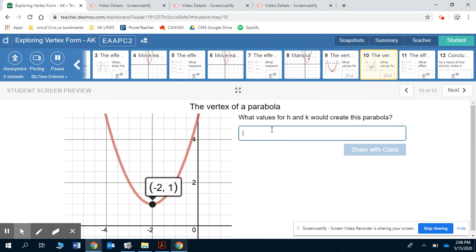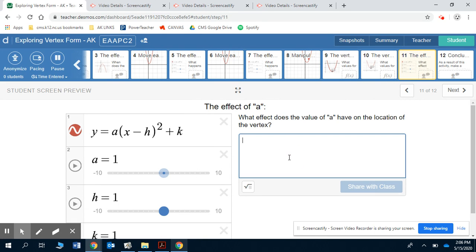So if we move on to slide 10, what do you think your h and k would be here? I'm not even going to tell you. What is your h and your k? Take 30 seconds, press pause if you have to, but type that in for me. You should have ended up with your h equals negative 2 and your k equals positive 1. It's really straightforward.